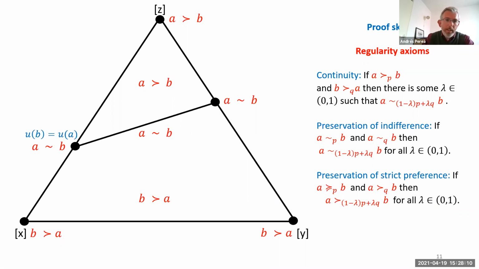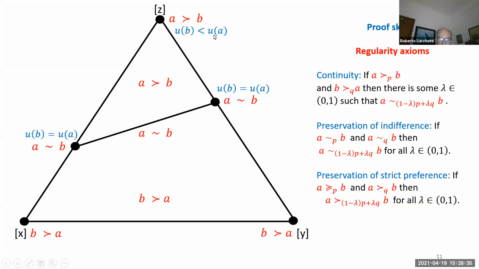Okay, well, one thing is clear. At this belief here, we must set the expected utility of B equal to the expected utility of A, because you must be indifferent between A and B. Also here, we must set the expected utility of B equal to the expected utility of A, because you are indifferent. And here we must make sure that the expected utility for B at state Z is smaller than the utility for A. Yeah?